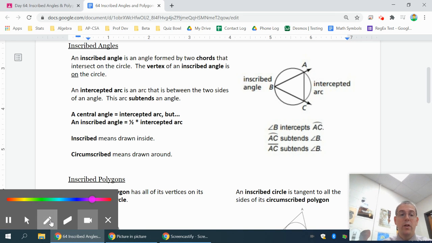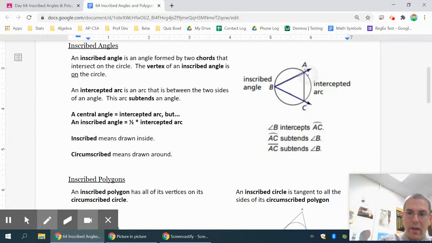Okay, today we're going to be talking about inscribed angles and polygons. Inscribed just means to be drawn inside, whereas circumscribe means to be drawn around. The word scribe means to draw, and in means inside. Circum, like circumference, means around. So we would say that this angle over here is inscribed because the angle is inside the circle.